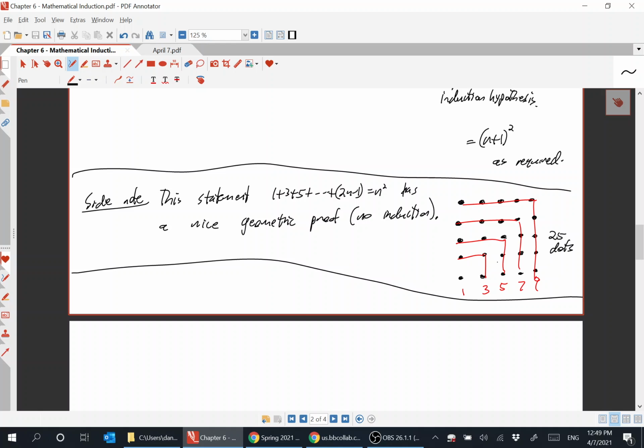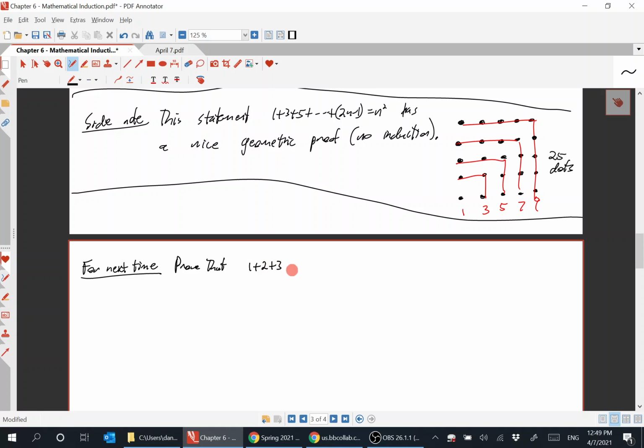How about this? For next time, please give yourself 10 minutes and give it a shot. Prove that 1 plus 2 plus 3 plus, so the sum of the first n integers, is equal to n times n plus 1 over 2 for every n bigger than or equal to 1. So use induction to prove that.